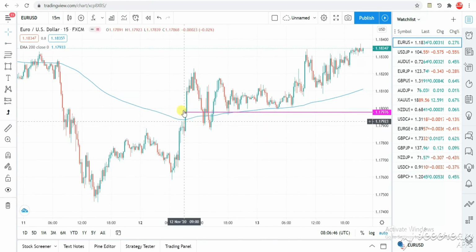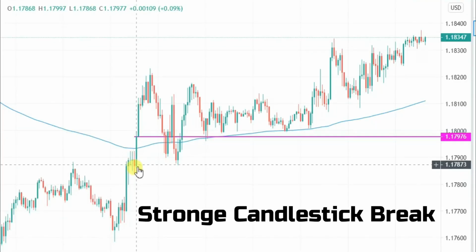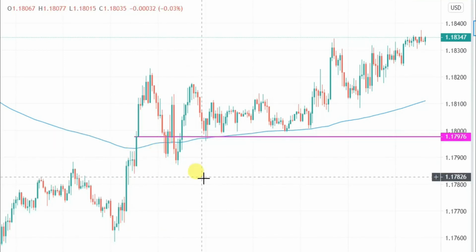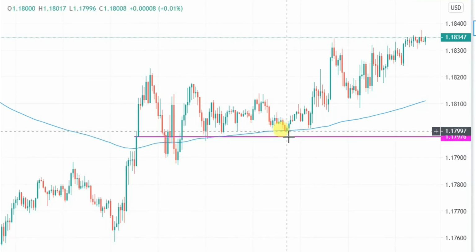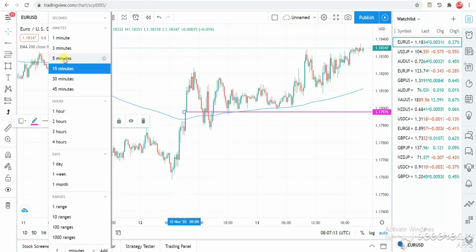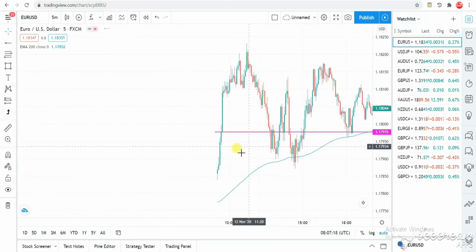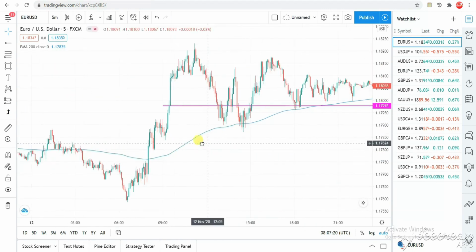So as you can see, the market broke through from this level strong. Like this is a strong break like the previous one. I forgot to mention, guys, you need to look for a strong break like this. If you see a tiny candlestick like this one that broke through, this is a bad setup. So you need to find a strong break like this, and you put your horizontal ray just at the close of that candlestick right there, and you go down to the 5-minute time frame, which is going to be our entry time frame.